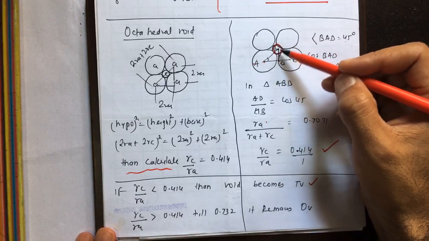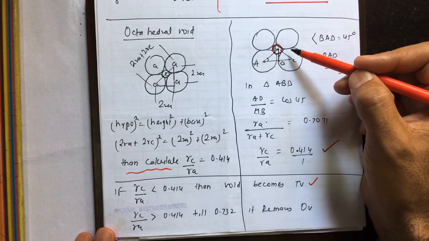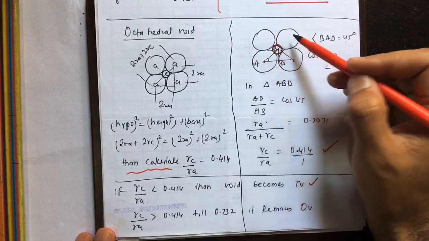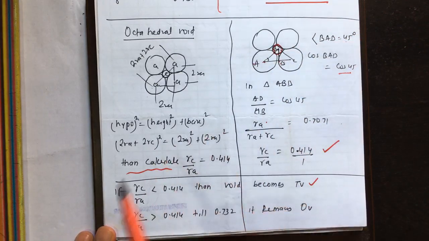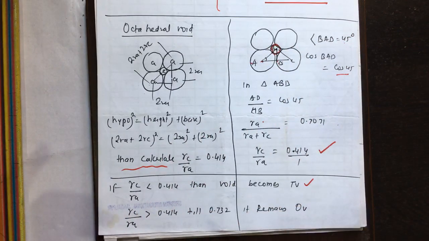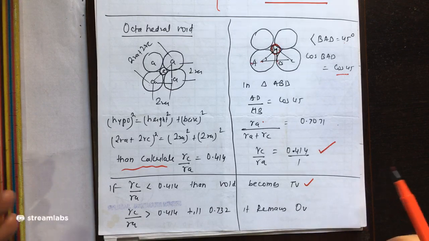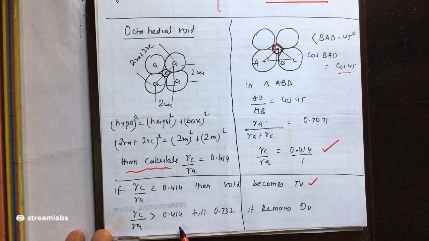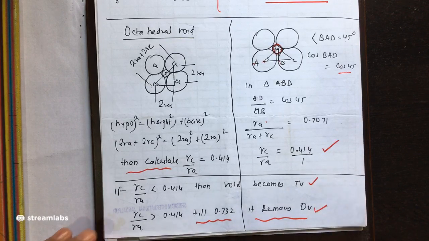This is why it is called the fitting value or limiting value: all anions are touching each other, and the cation is also touching the anions. But if the cation becomes smaller, it will not touch. If the cation becomes bigger, the anions will not touch each other. So if RC by RA is greater than 0.414, up to 0.732, it remains an octahedral void.